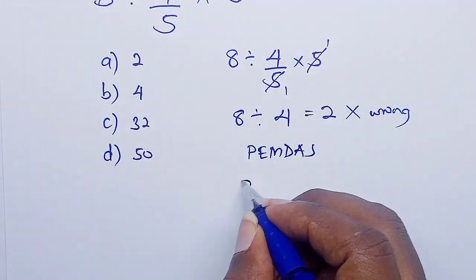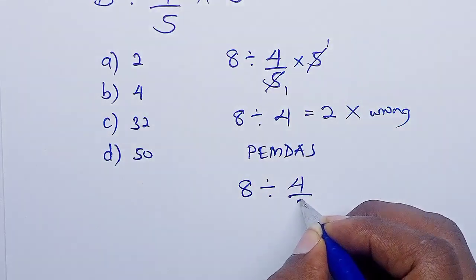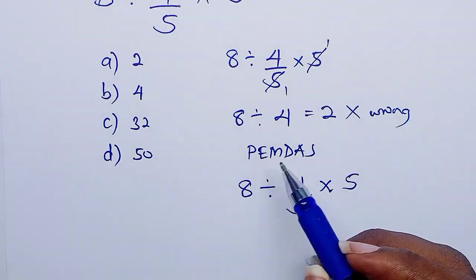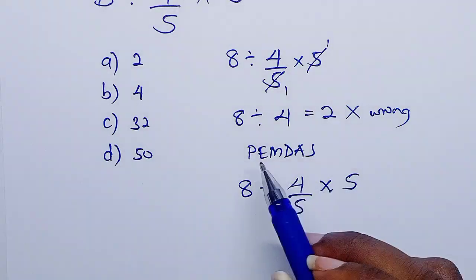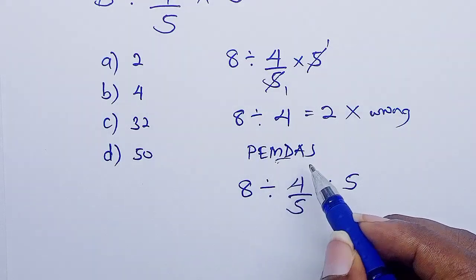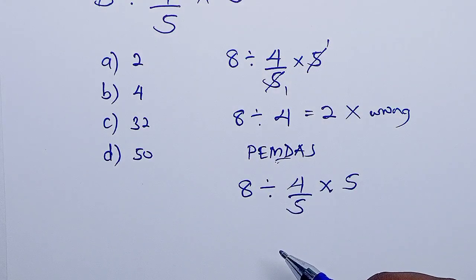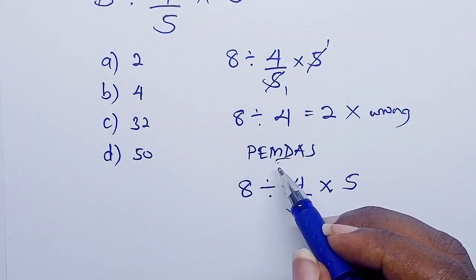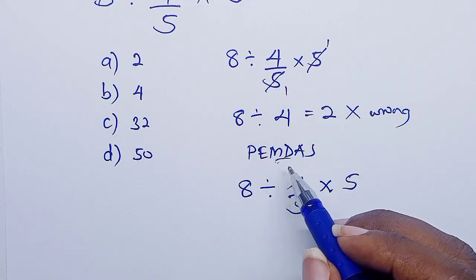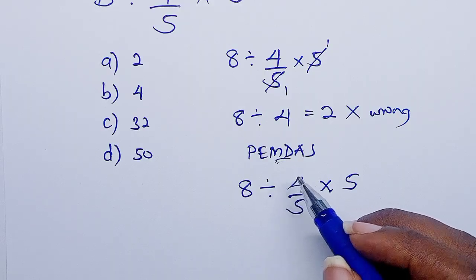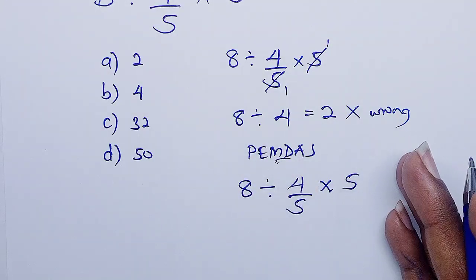So when you follow PEMDAS, we have 8 divided by 4 over 5 times 5. According to PEMDAS, we don't have parentheses here, neither do we have exponents. So we have multiplication and division next. Now, the implication is that multiplication and division carry the same weight. This doesn't mean that you always work out multiplication first. No, it simply means that whichever comes first between multiplication and division from left to right is what you work out first.